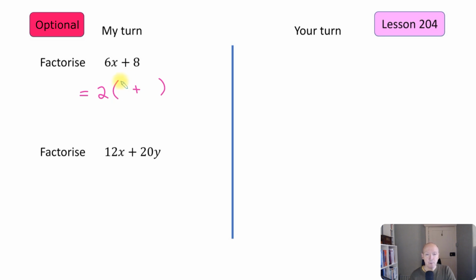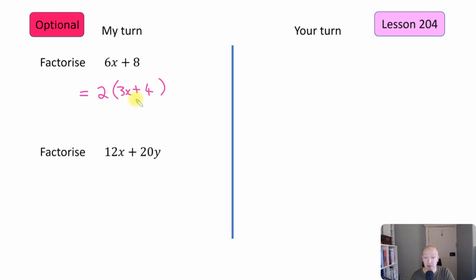Then I'm going to ask the question, what would I need to multiply 2 by to get 6x? Well, to get the 6, I'd need to multiply 2 by 3, and I'll need an x in here as well. So 2 times 3x would be 6x, so we know that if we expanded this, we'd get back to 6x here. And what would I need to multiply 2 by to get 8? Well, I'd need to multiply 2 by 4.